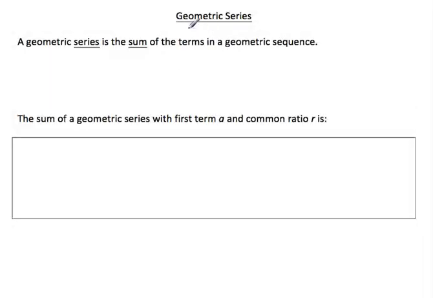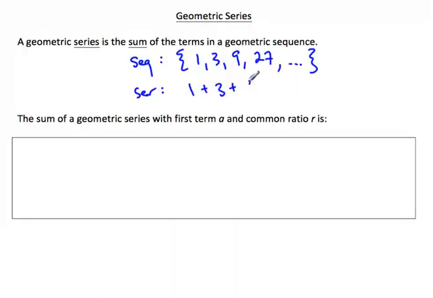In this video, we're going to look at geometric series. In the previous video on arithmetic series, we saw that a series is the sum of the terms in a sequence. So a geometric series is the sum of the terms in a geometric sequence. If this is our sequence, 1, 3, 9, 27, etc., and it's geometric because to get each successive number we're multiplying by 3, then the corresponding series would be 1 plus 3 plus 9 plus 27, etc.